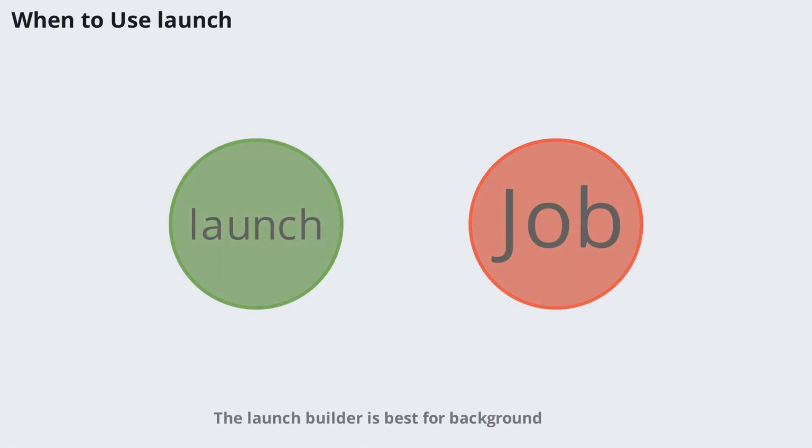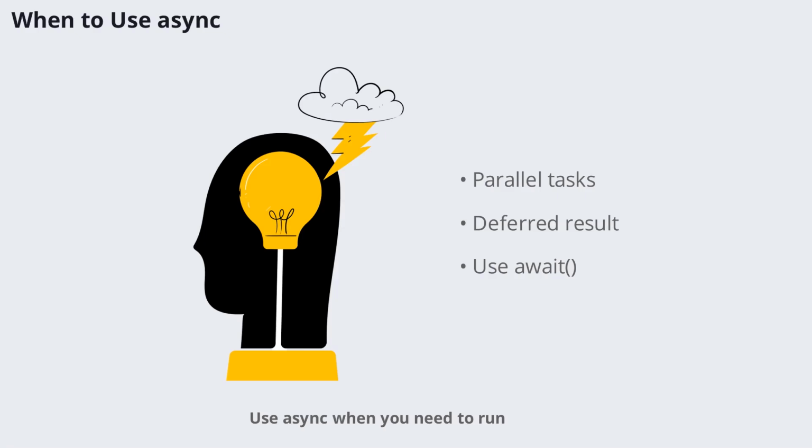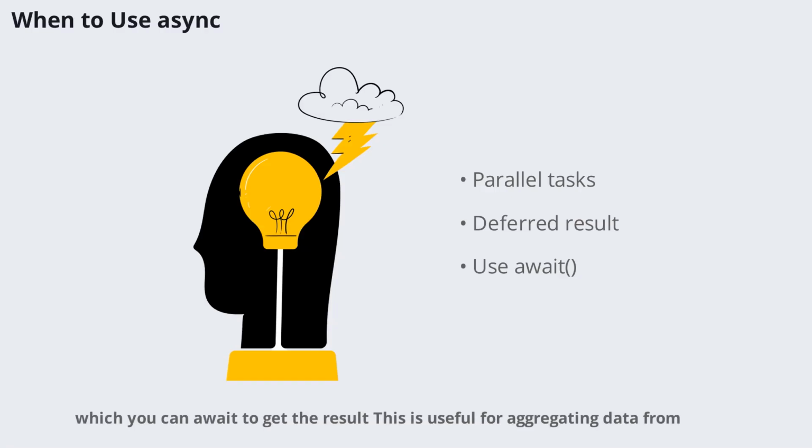The launch builder is best for background tasks that don't need to return a result, such as logging or sending notifications. It creates a new coroutine and returns a job, which you can use to track its completion or cancel it if needed. Use async when you need to run tasks in parallel and retrieve their results later. Async returns a deferred, which you can await to get the result.